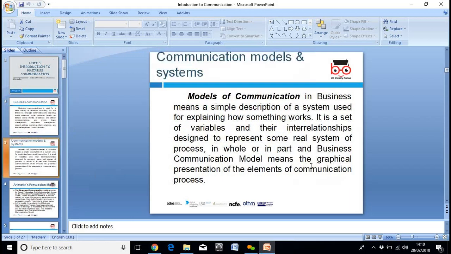So we're looking at models of communication. This means a simple description of a system that's used for explaining how something works, or a set of variables and their interrelationships designed to represent some real system process, in whole or in part. In business communication, models mean the graphical presentation of the elements of the communication process.